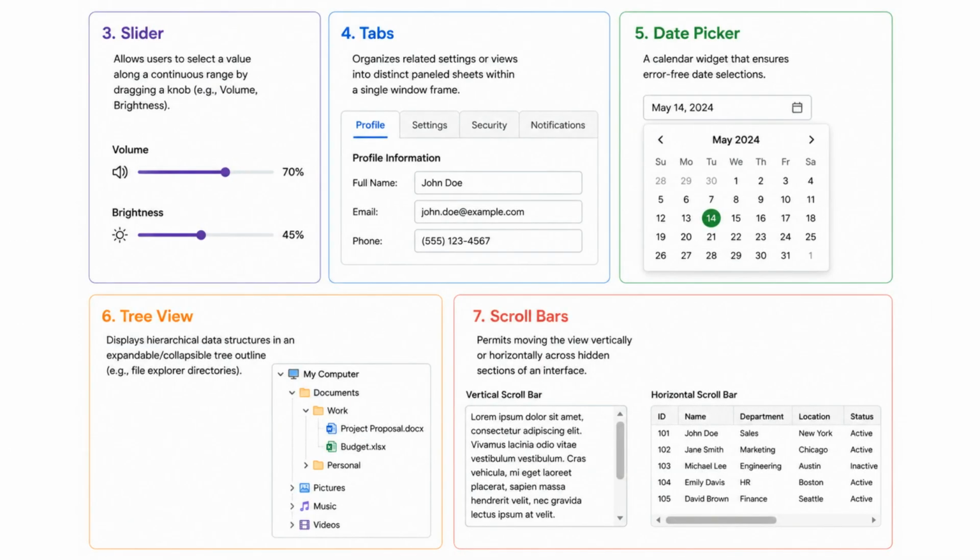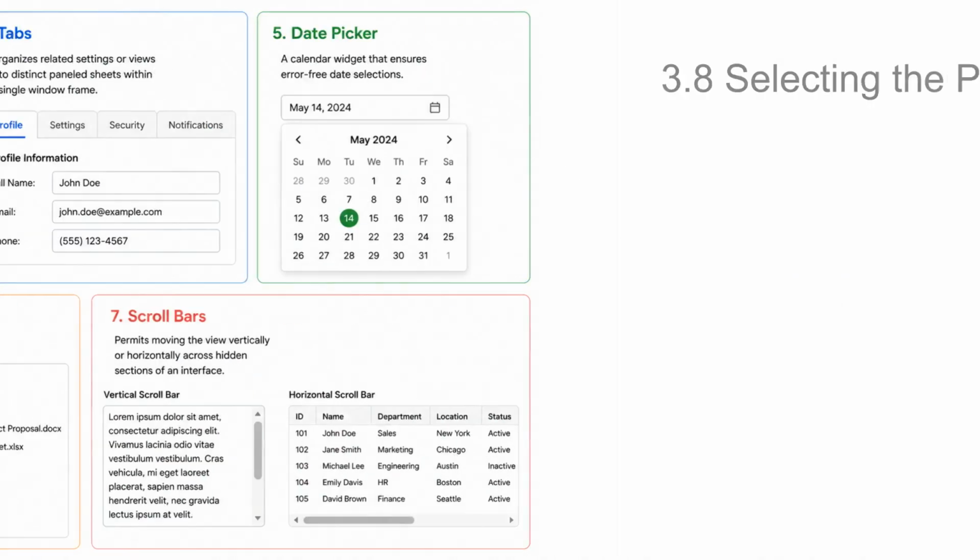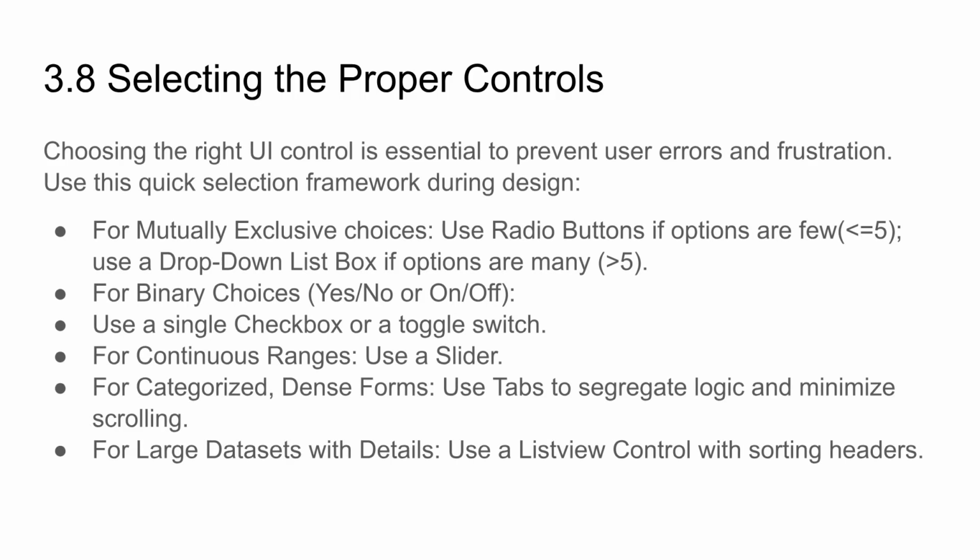You can see how sliders adjust values, tabs separate information, and tree views manage file structures, all designed to make complex interfaces more manageable. Selecting the proper control is essential to minimize user error. Use radio buttons or drop-downs for exclusive choices, checkboxes or toggles for binary options, and sliders for ranges. Keep forms organized with tabs, and use list views with headers for managing large datasets.